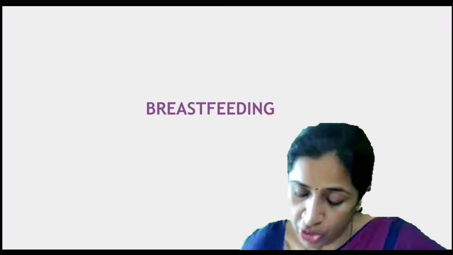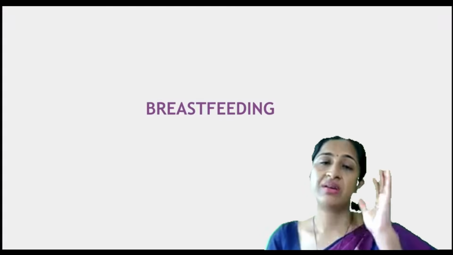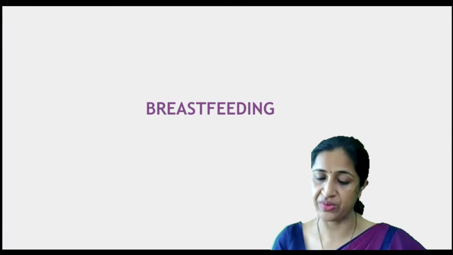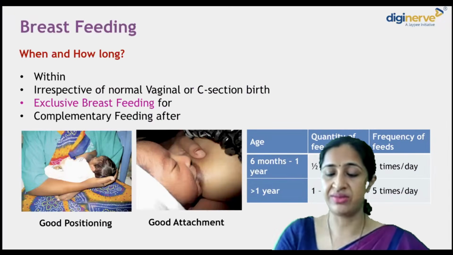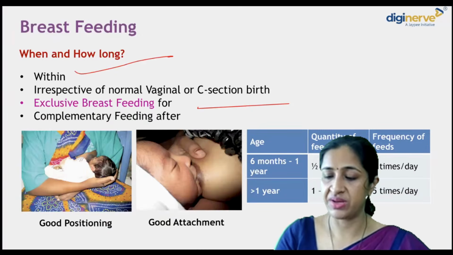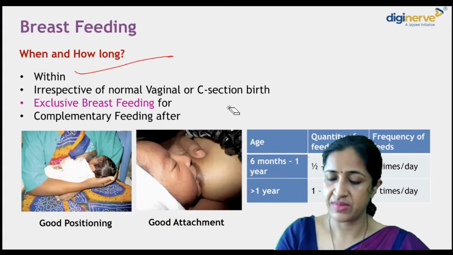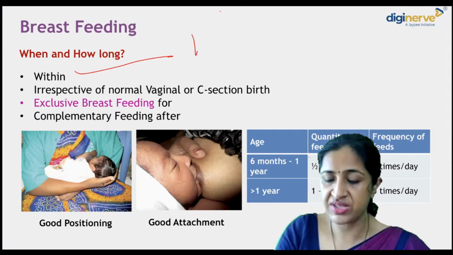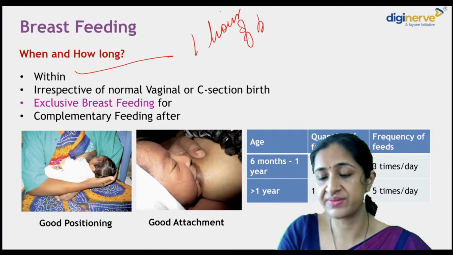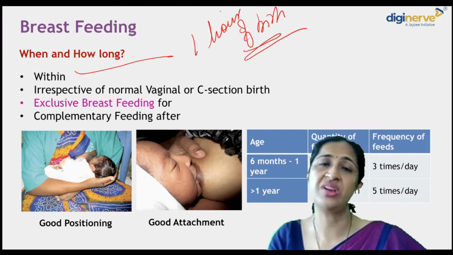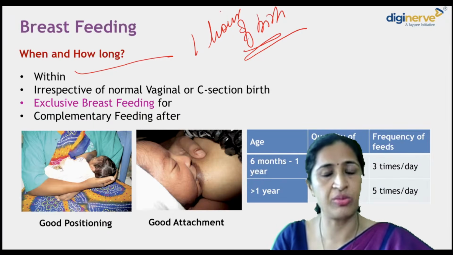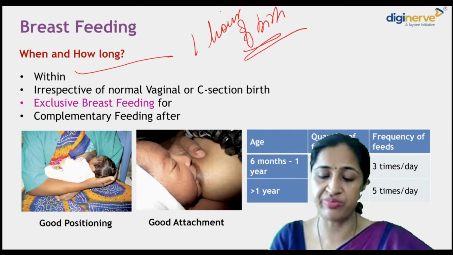Now coming to another high yield topic, which is breastfeeding. Similar to development, breastfeeding has important questions. You should know it very well. When do you start breastfeeding? Within, what's the answer? Within the first hour of birth. Earlier, it used to be within 30 minutes. Now, we are trying to get it within 30 minutes, whether it is a cesarean baby or a normal delivery baby. Upper limit is 1 hour of birth, irrespective of normal vaginal or C-section.